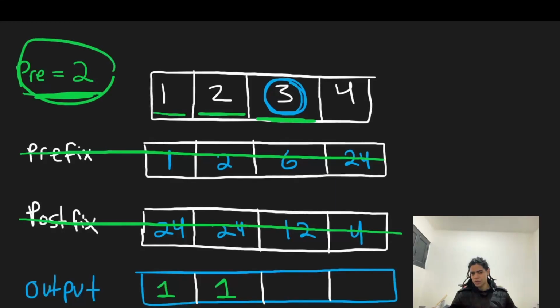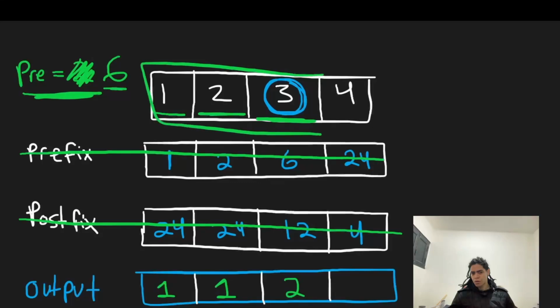So what we're going to do is take our prefix up until this point and put it in the output. So 2 is going to be placed in the output. Then we're going to take the 3 and multiply it by 2. That's going to give us a 6 for the prefix so far. So at this point, we're going to take our prefix, 6.